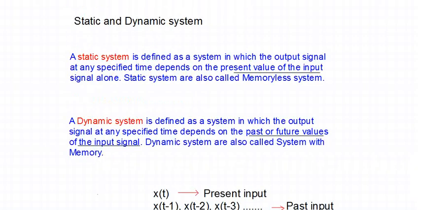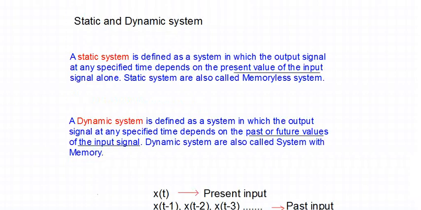Let us understand static and dynamic system. How do you define a system to be a static system? A static system is one in which the output signal at any specified time depends on the present value of the input signal alone. Static systems are also called memoryless systems. Right? So a static system is one in which output is a function of only the present value of the input. So it is not dependent on any other instance of input. That is why it is called a memoryless system.